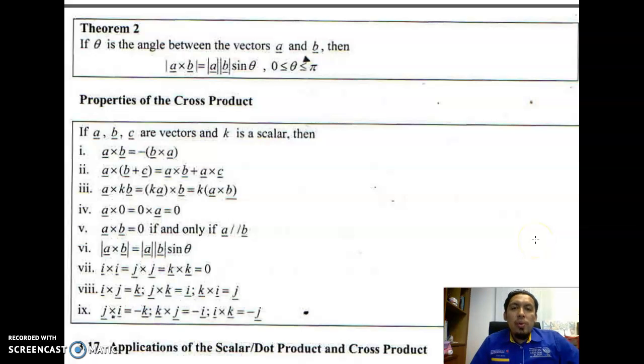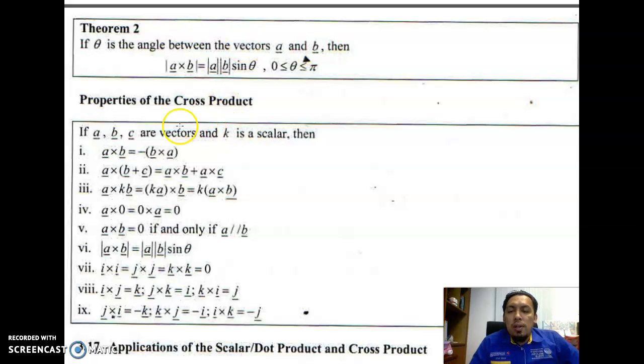Hi guys, in this video we're going to talk a bit on cross product, on the properties, and actually just one property. After that we're going to go straight to the application, right? We have learned on dot product and cross product, and we're going to see where we can use it.